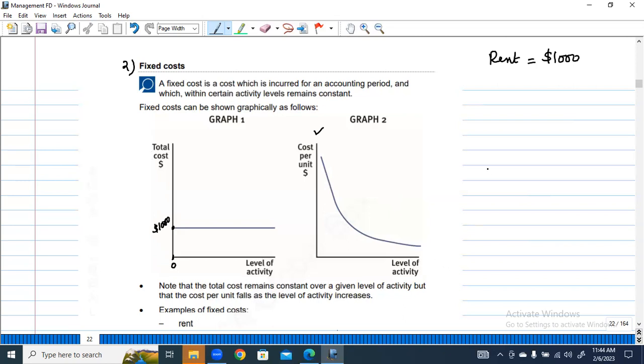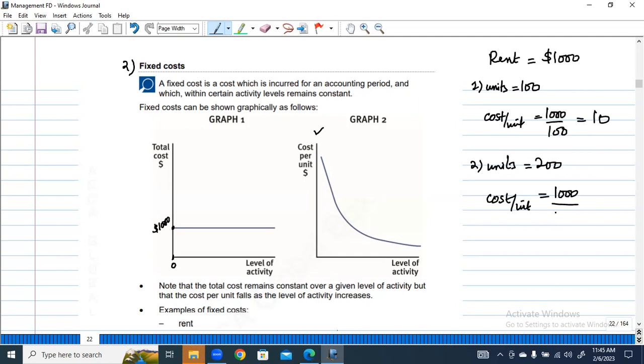Now, for example, if your rent is 1000 and you are making 100 units, your cost is 1000 and units is 100, so cost per unit will be 10. Similarly, if you are producing 200 units, your cost per unit will be 1000 divided by 200, so 5. So in this way your cost per unit is declining.